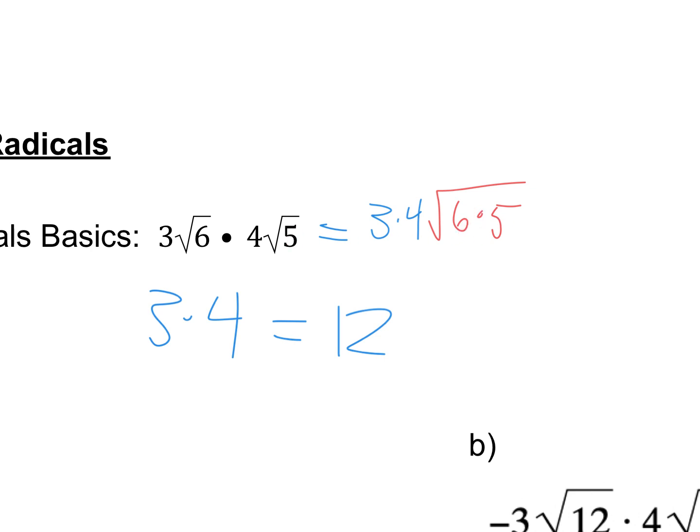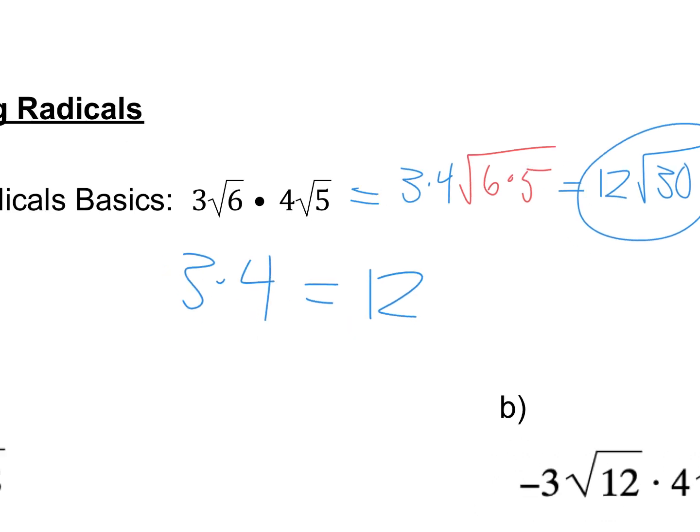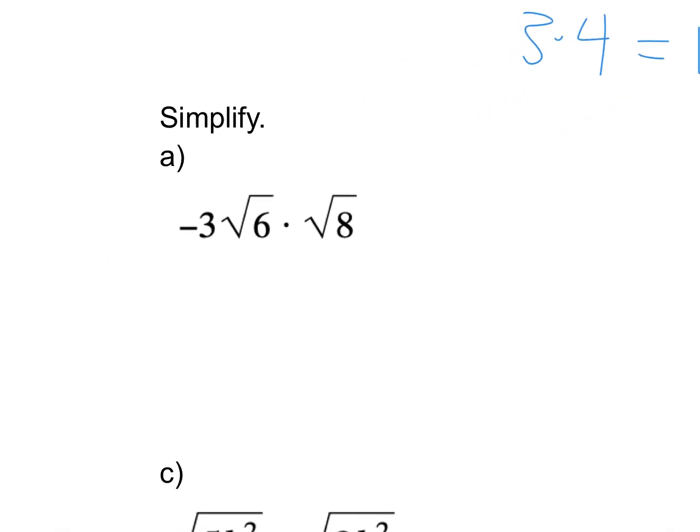So in this case, my answer would have 3 times 4, which is 12, and then underneath my square root, 6 times 5 is 30. So 12 square roots of 30 would be my final answer. If you can simplify the radical, we would do that. But in this case, we cannot simplify the square root of 30, so we just leave it, and that is our final answer. So with that, let's go ahead and look at example A.